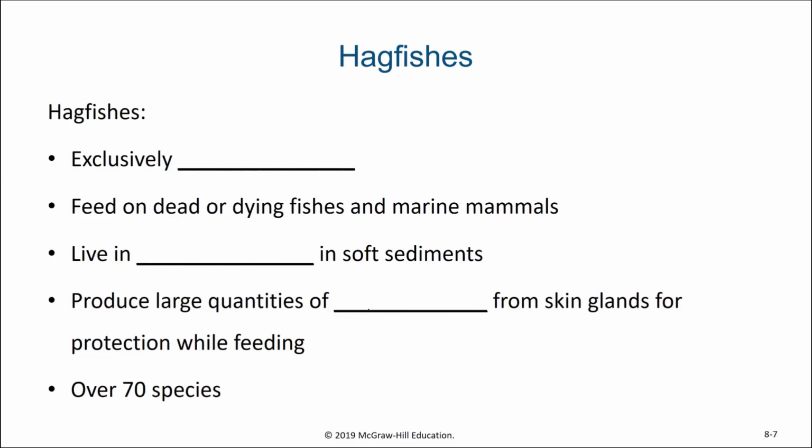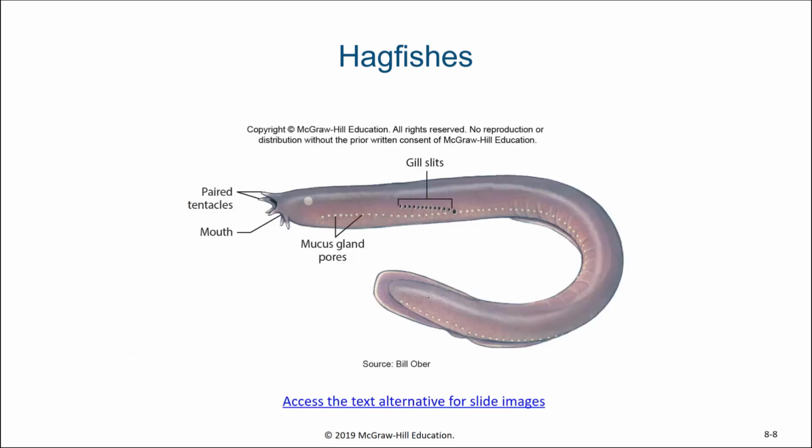So starting with the hagfish. They are exclusively marine. They tend to feed on dead and dying fish and other marine organisms and carcasses in the water. They live in burrows and soft sediments. And one of their most distinctive traits is that they produce large quantities of mucus from skin glands for protection while they're feeding on other organisms. There are over 70 different species of hagfish. Here we see a diagram of a hagfish. It has gill slits, it has a mouth, and that white line are the mucus gland pores.